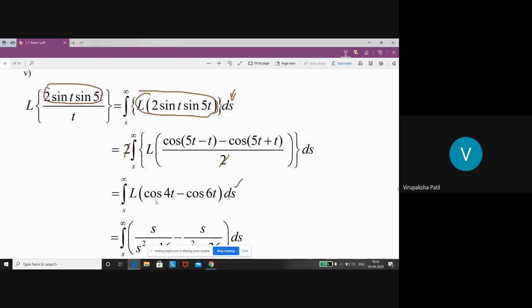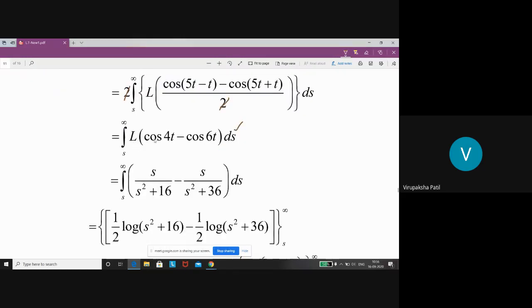Now the Laplace transform of cos 4t is s divided by s square plus 16, minus s divided by s square plus 36, because here a is 4, here a is 6. Okay, now you got this. Now we have to integrate this. Already you are familiar with this.